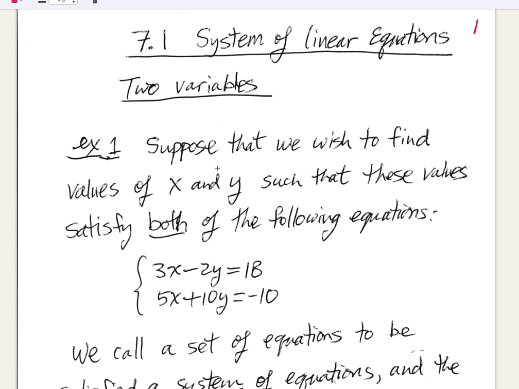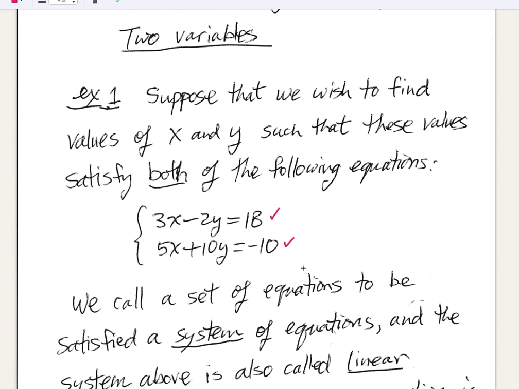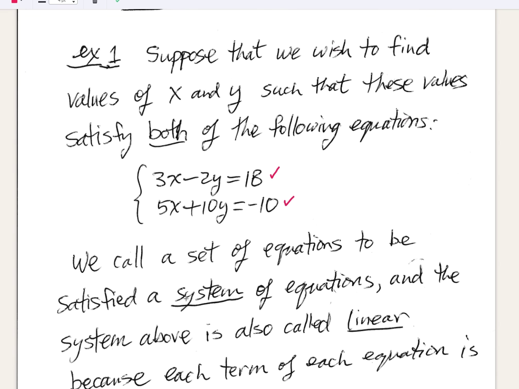Suppose that we wish to find values of x and y such that these values satisfy both of these following equations. I've got two equations: 3x minus 2y is 18, and 5x plus 10y is negative 10. I want values of x and y that'll satisfy both these equations, not just one of them, both of them. We call a set of equations to be satisfied a system of equations. So this represents a system of equations, these two.